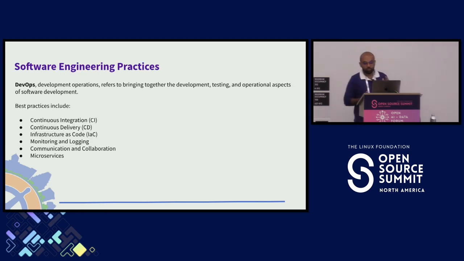Let's talk about DevOps first. DevOps refers to development operations, and it brings together the development, testing, and operational aspects of software development. Best practices might include continuous integration, continuous delivery, infrastructure as code. Infrastructure as code refers to making infrastructure via code. If you have heard about Terraform, or Crossplane, although Crossplane is not infrastructure as code, it actually does the same thing. DevOps also includes monitoring and logging and serving it on microservices. DevOps would basically entail making these siloed processes into one cohesive set of instructions.